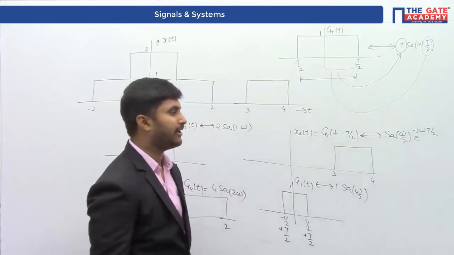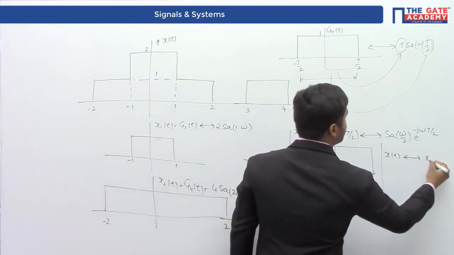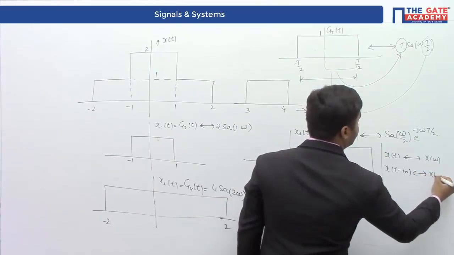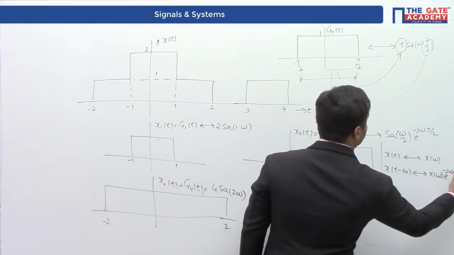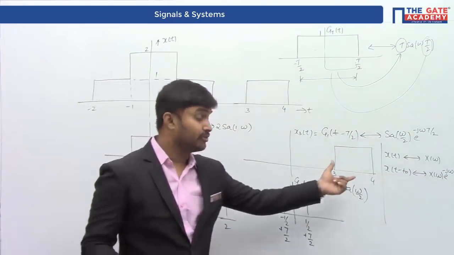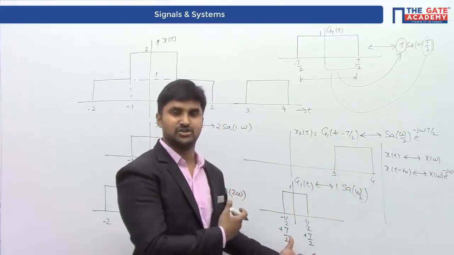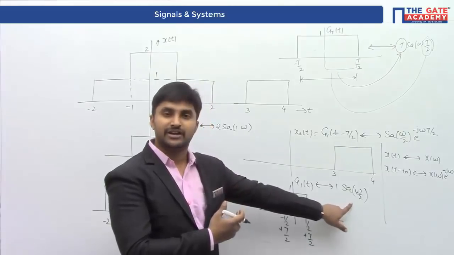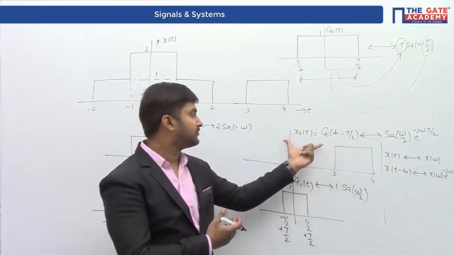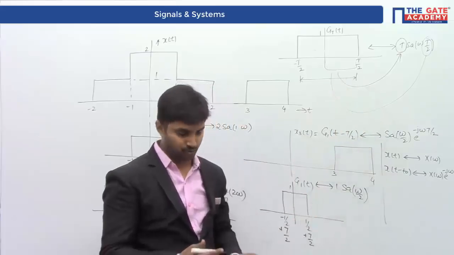We use the formula that if a function x of t has the Fourier transform x of omega, then x of t minus t naught will have the Fourier transform x of omega multiplied by e power minus j omega t naught. We don't know the Fourier transform of this function directly, so we took the standard function, wrote its Fourier transform, and using the time shifting property we write the Fourier transform of this function, which is Sa of omega by 2 e power minus j omega 7 by 2.